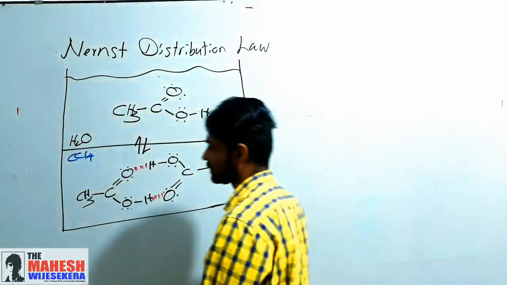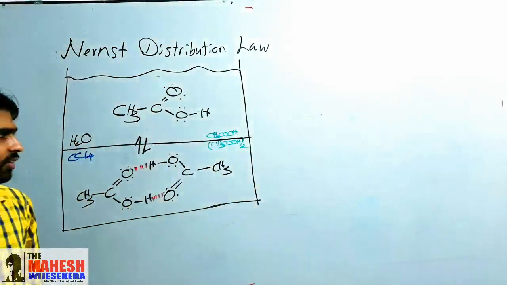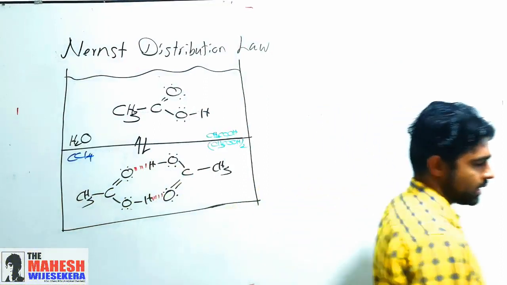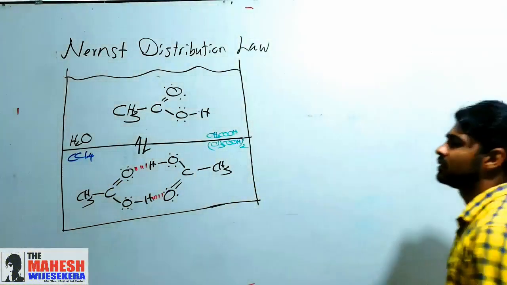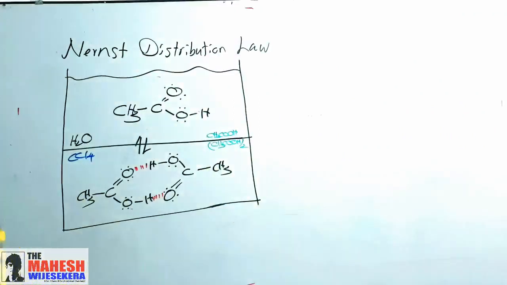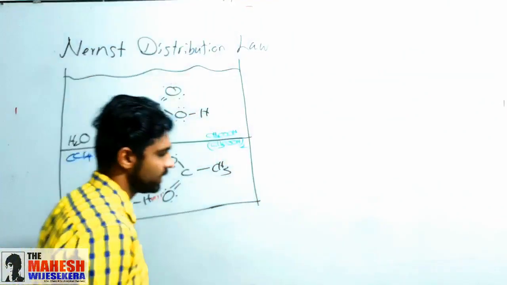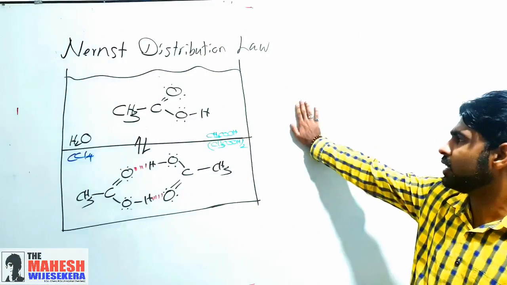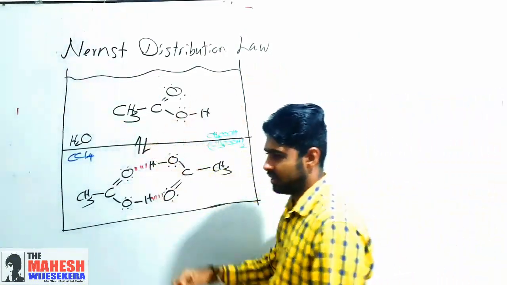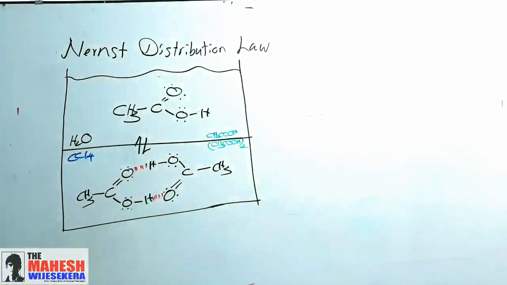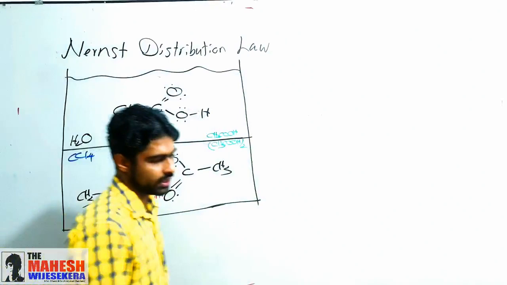Therefore, Nernst distribution law cannot apply for the following system. Just write this one. You know about this one. We have learned this in bonding, organic chemistry, and everywhere, that this happens. Therefore, just write this one. You can understand.